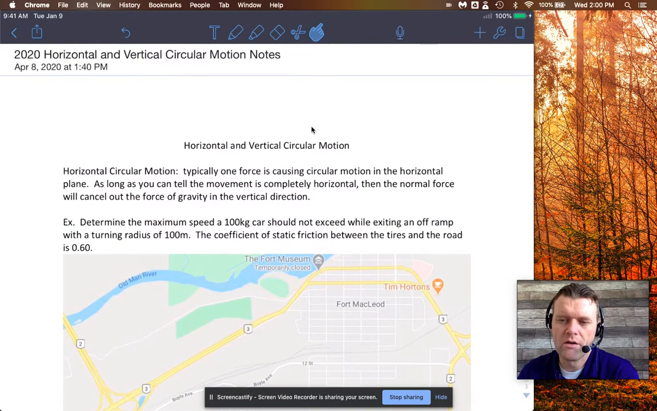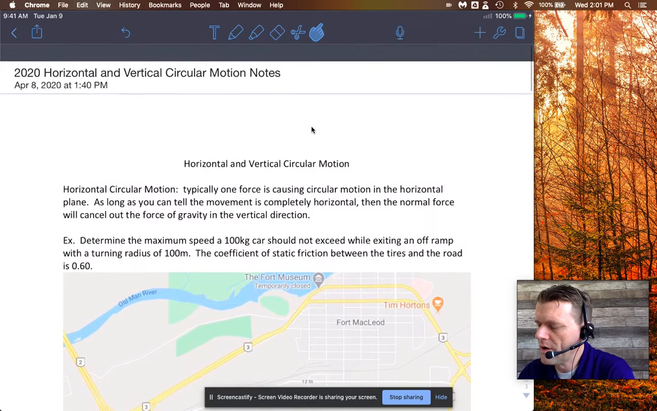That's just where typically you have one force that will be causing you to go in a horizontal circle, kind of like a merry-go-round, or if you were to spin something horizontally over your head, like a lasso, but it would be in the horizontal direction. So in that case, if it is on the ground, the one example I noted is that the normal force would cancel out the force of gravity. So I'm going to give you one example here.